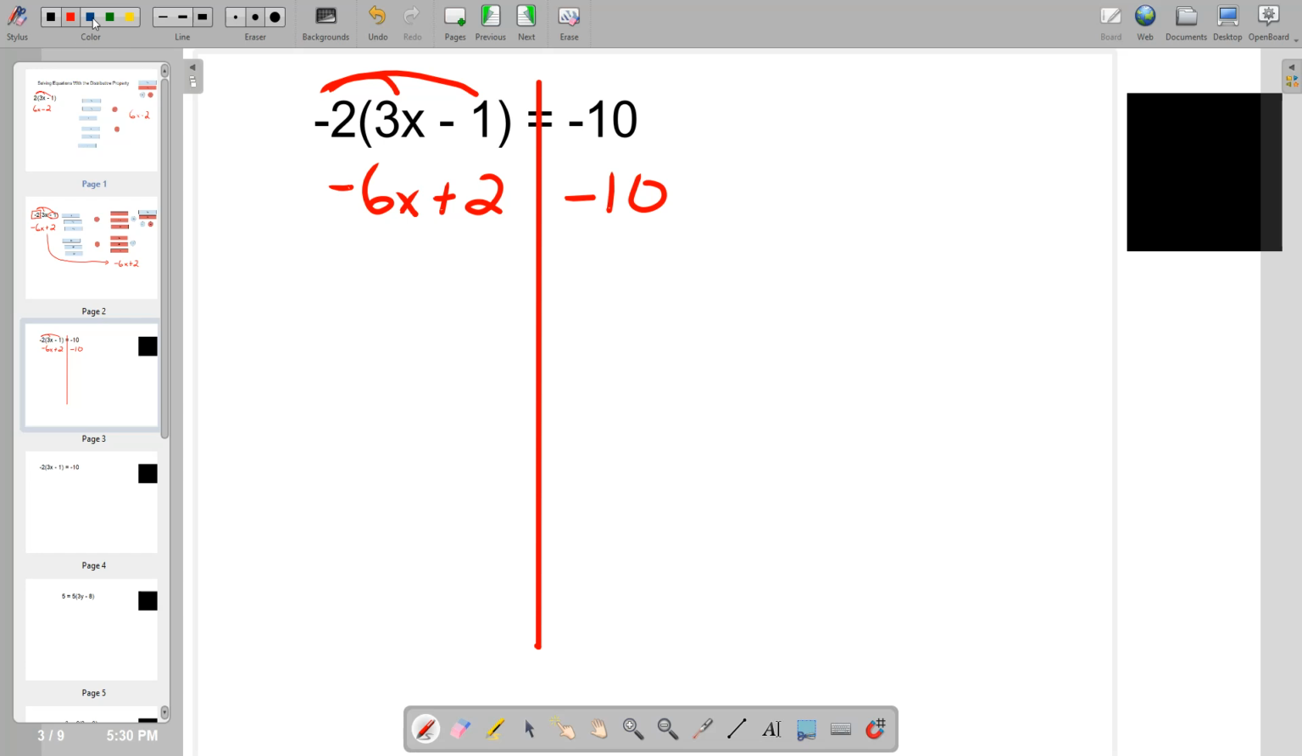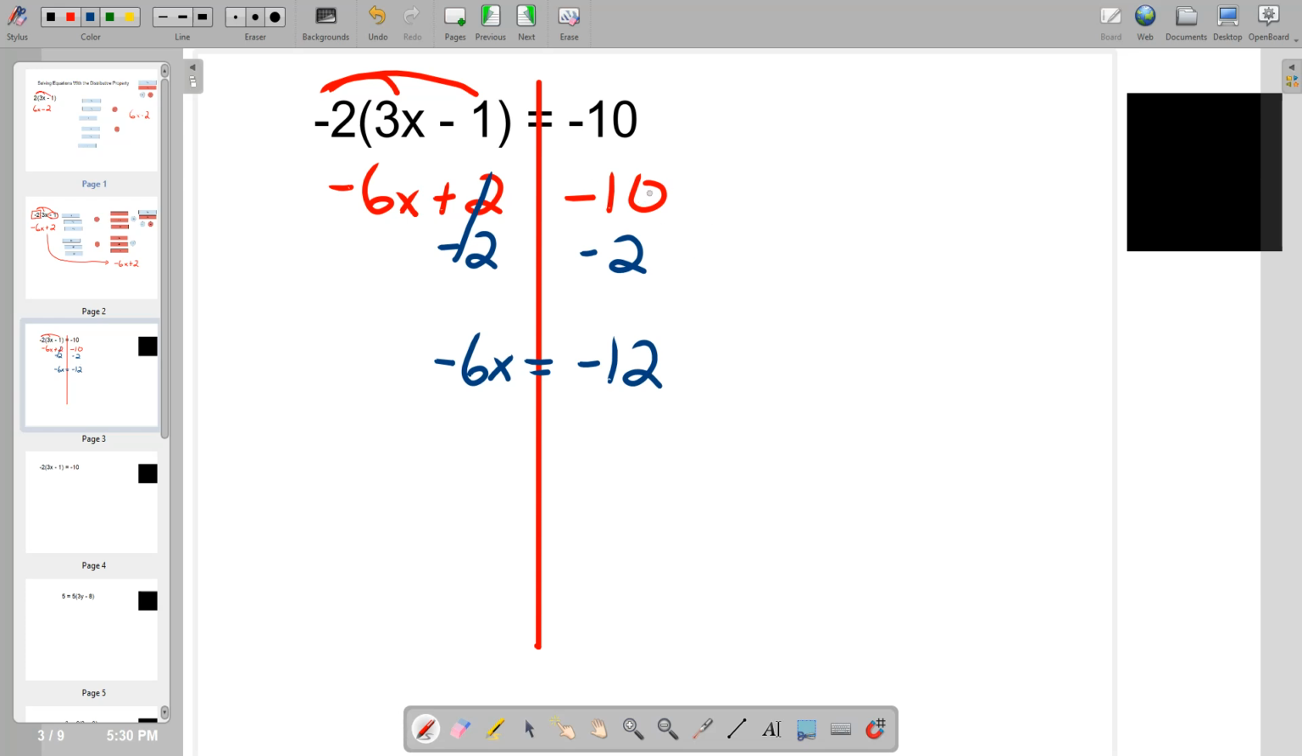Now, this is exactly like what we did in two-step equations. We find the number that is farthest away from x, which in this case is positive 2. We ask ourselves, what's the opposite of positive 2, which is negative 2. So we get negative 6x left on the left side. And on the right side, we get negative 12. Be very careful with those negatives.